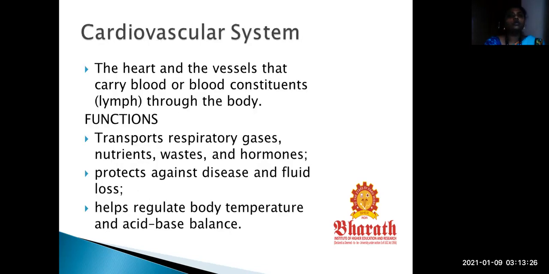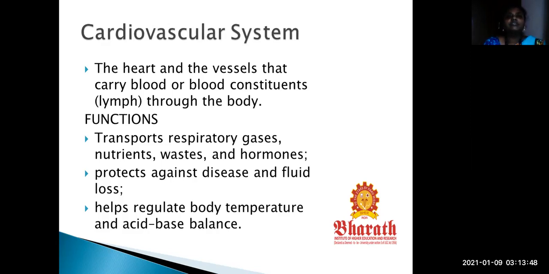Next we'll move on to the cardiovascular system. Here, the heart and the vessels carry the blood or other blood constituents throughout the body. The cardiovascular system only does this, carrying blood and the blood constituents through the body.